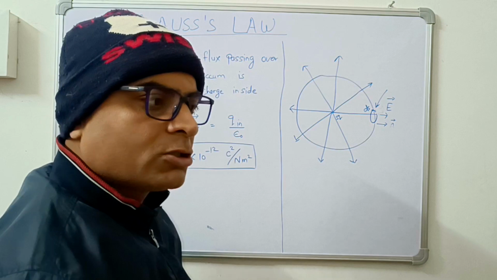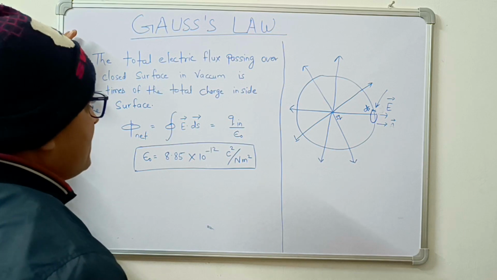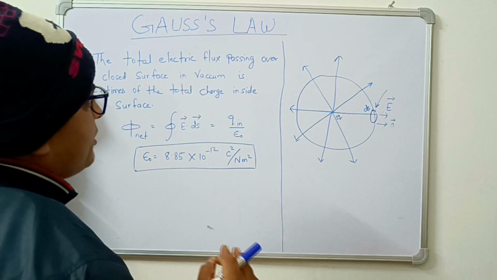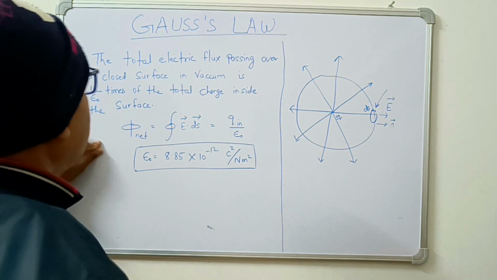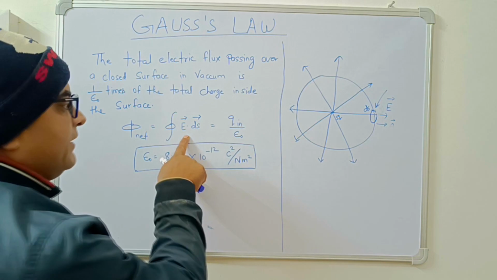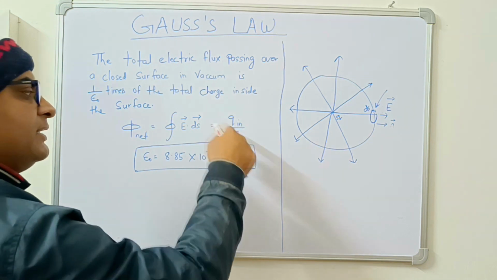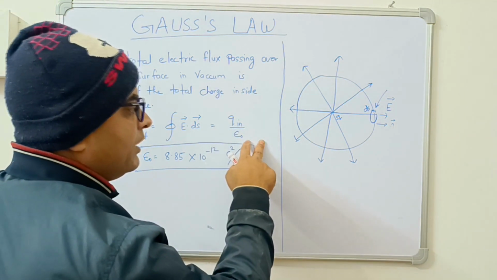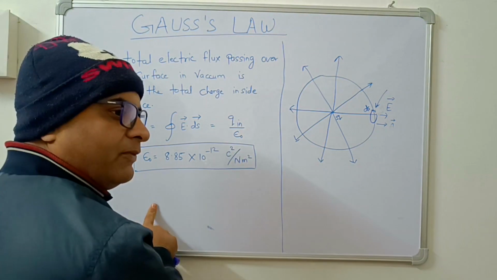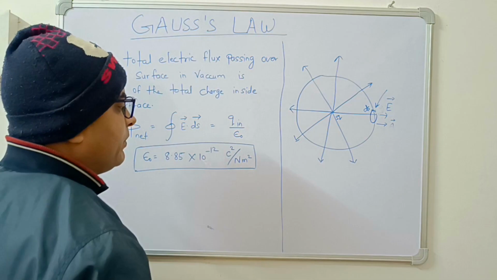We are going to discuss a very important topic, Gauss Law. The statement of Gauss Law says that the total electric flux passing over a closed surface in a medium is always 1 by epsilon naught times the total charge inside the surface. The net flux is equal to the integration over the closed surface of E dot ds, where ds is the small area element, and this gives the net charge inside the closed surface upon epsilon naught. Here the value of epsilon naught is 8.85 times 10 raised to minus 12 coulomb square per Newton meter square.